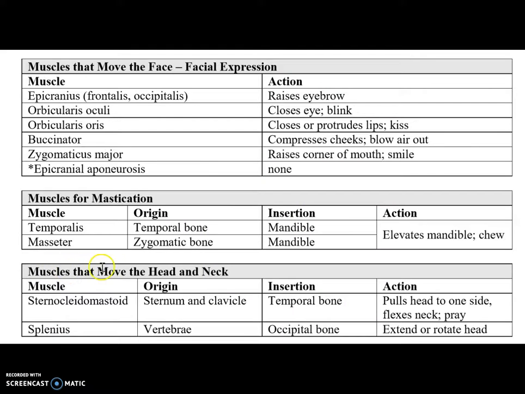So we just covered these muscles that move the head and neck, sternocleidomastoid and splenius. Notice that their actions are opposite. Sternocleidomastoid flexes the neck and pulls the head to the front, whereas splenius extends the neck and moves the head back. So when they have opposite actions, remember this would be a classic example of an agonist-antagonist pair. And again, notice the agonist-antagonist pair on opposite sides.